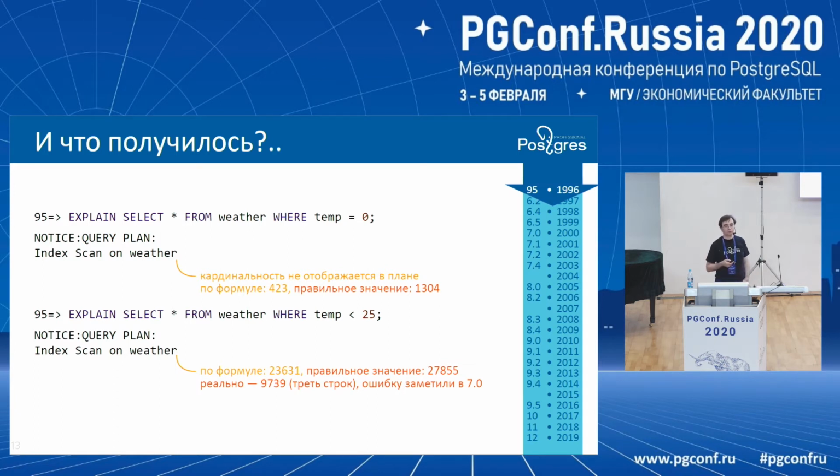And there is another interesting fact. There was an error in the code, due to which Postgres evaluated the selectivity of each inequality as 1/3, and this error was found only in version 7.0, 4 years later.